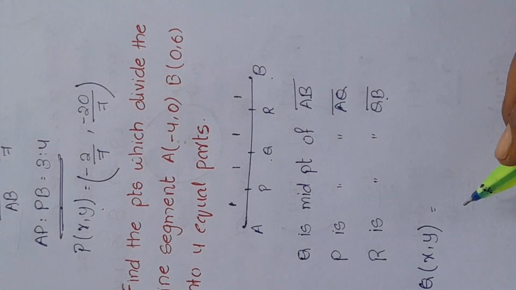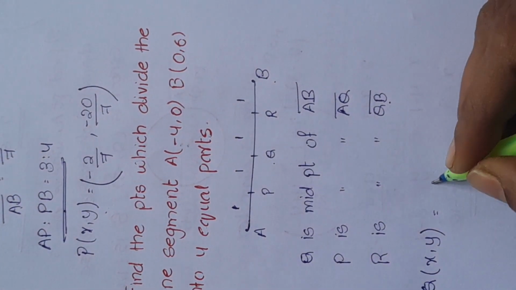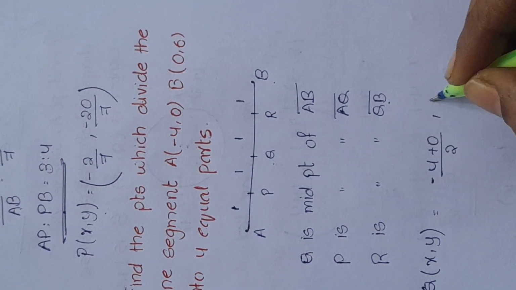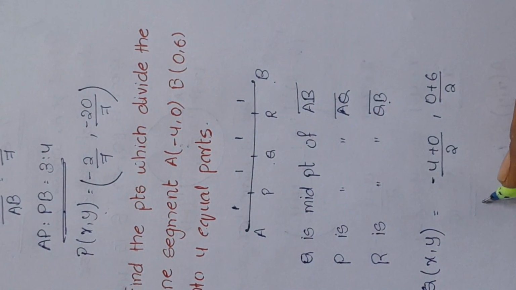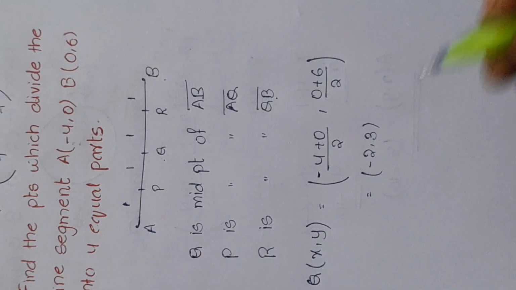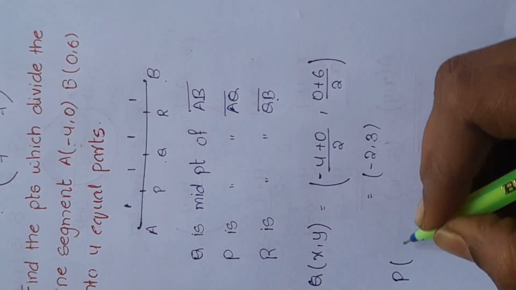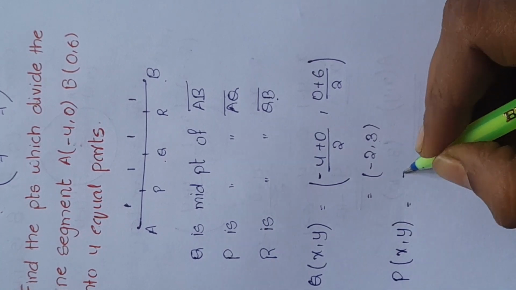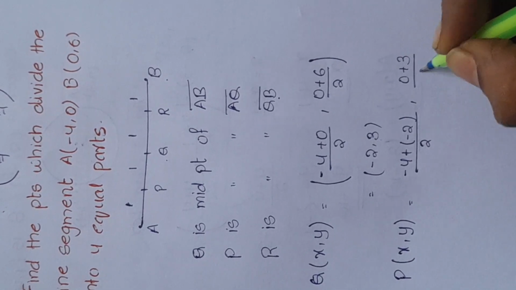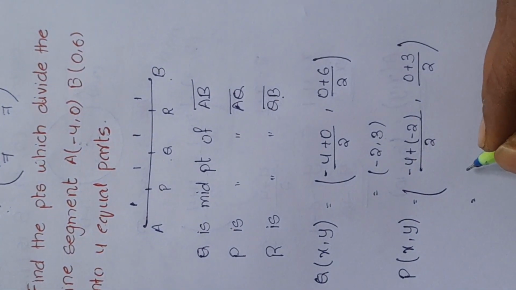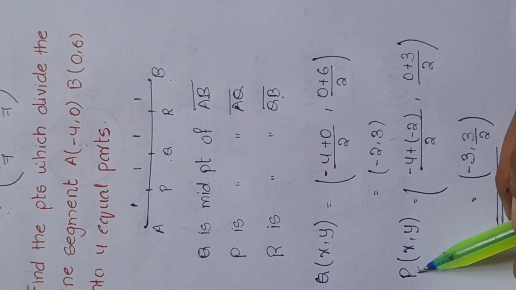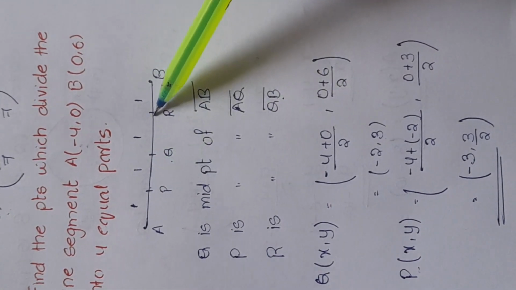Now by using the midpoint formula, the coordinates of Q can be found. (x1 plus x2)/2, that is (minus 4 plus 0)/2, (0 plus 6)/2. Solving this, we get minus 2, 3 are the coordinates of the point Q. Now using the coordinates of Q, we should find the coordinates of the point P using the same midpoint formula. That is (minus 4 plus minus 2)/2, (0 plus 3)/2. Now the coordinates of the point P are minus 3, 3/2. Now we got the coordinates of the point P. Now by using the coordinates of point Q and B, we can find the coordinates of point R.